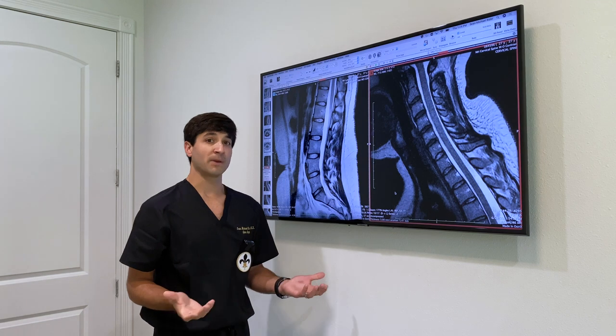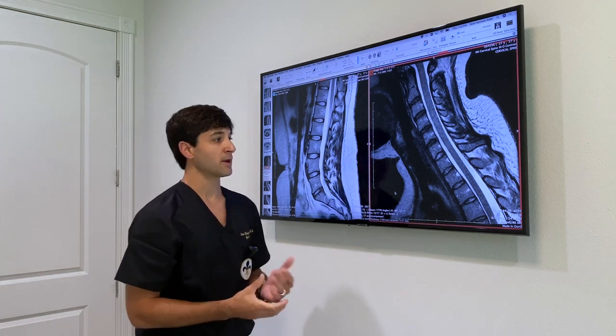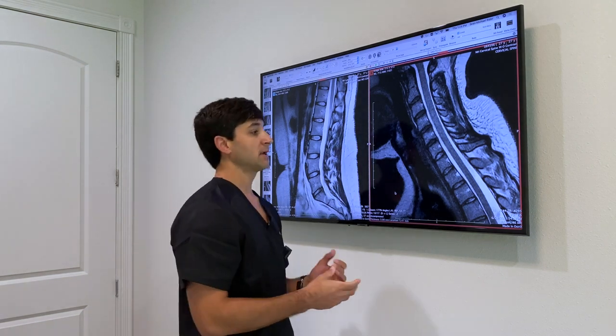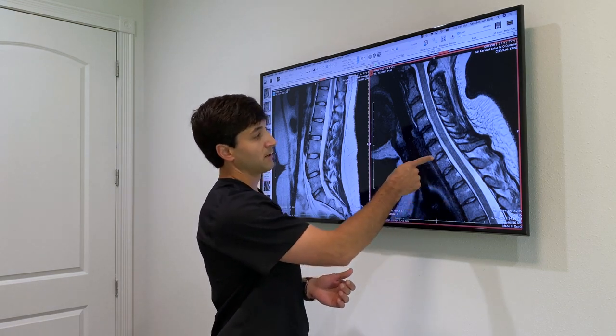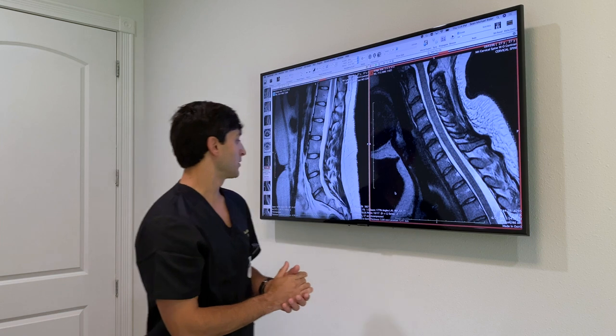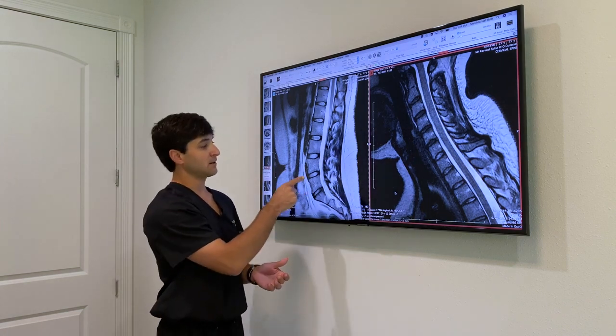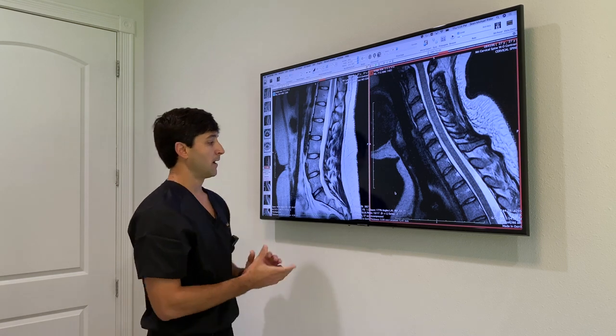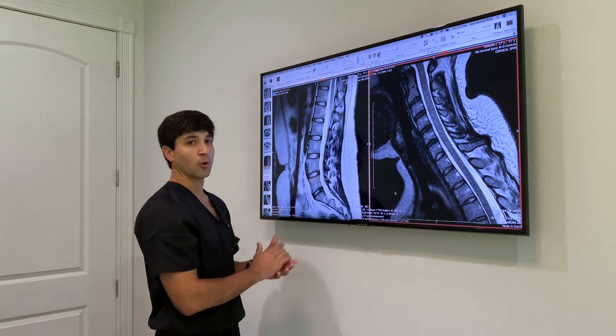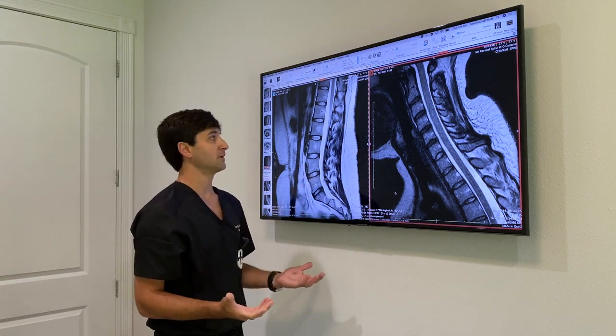A common source of pain that patients see us for are intervertebral discs. So if we look here at the neck or cervical spine, you can see these bright spots here. These are discs. Similar here in the low back, these are very healthy discs. When they're bright and large in size, it's a sign of a good healthy disc.